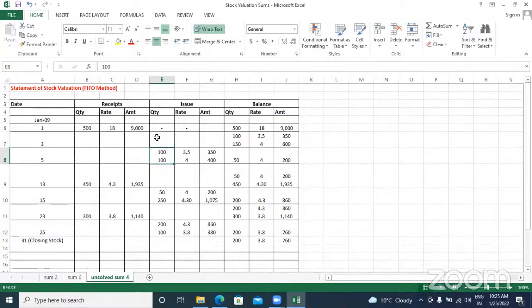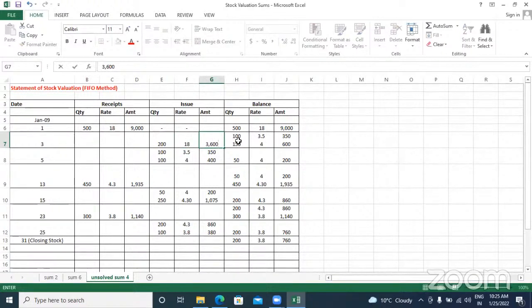What is the rate of the 200? Where did you take this 200 from? From the 500, so you have to take the rate of 500 only. So what is the rate of 500? 18. So 200 into 18 is 3,600.